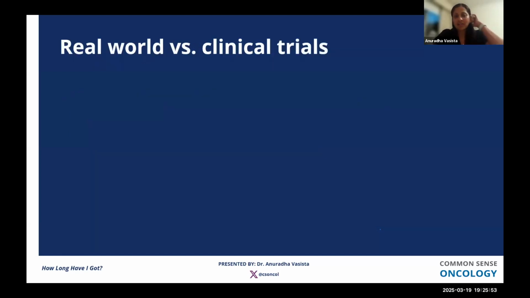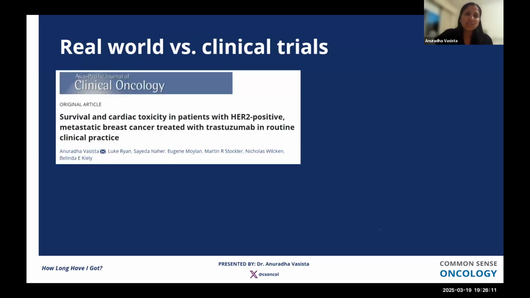And you might say that this is a very highly selected clinical trial population, where it doesn't really reflect the real world. And how can we extrapolate this to represent the patient population we are seeing in our clinics? We looked at this in a very small study where we looked at survival and cardiac toxicity in patients with HER2-positive breast cancer treated with Herceptin in routine clinical practice.